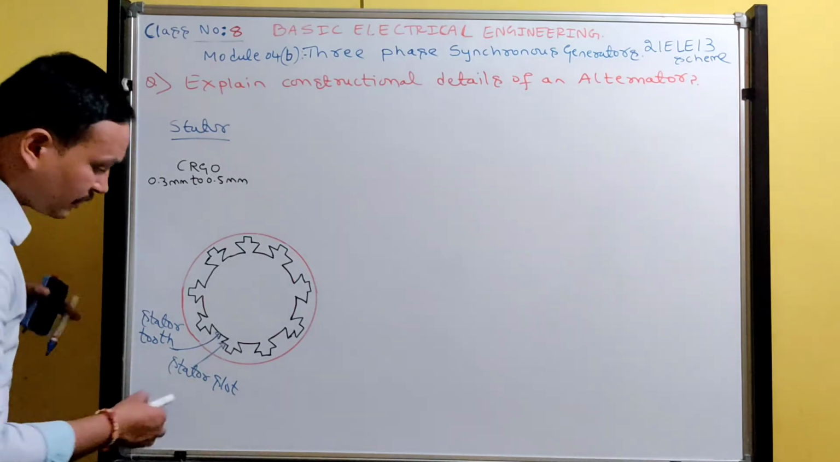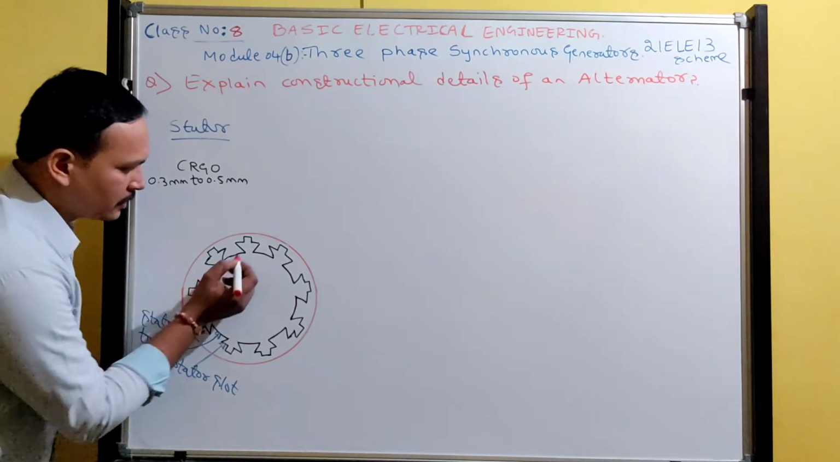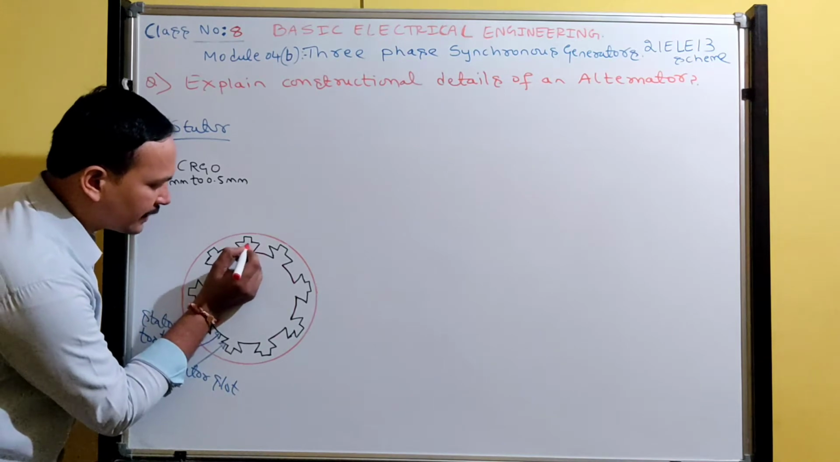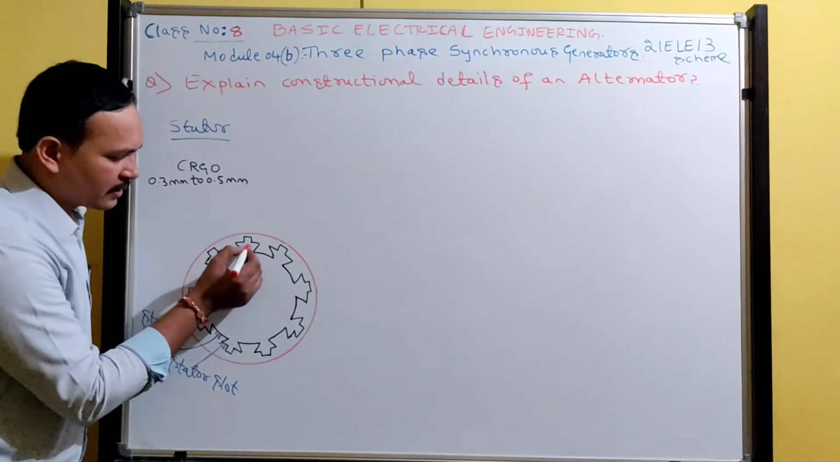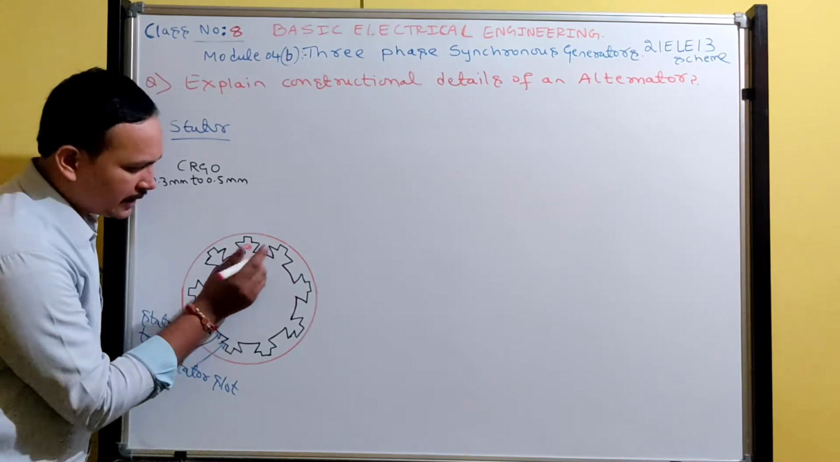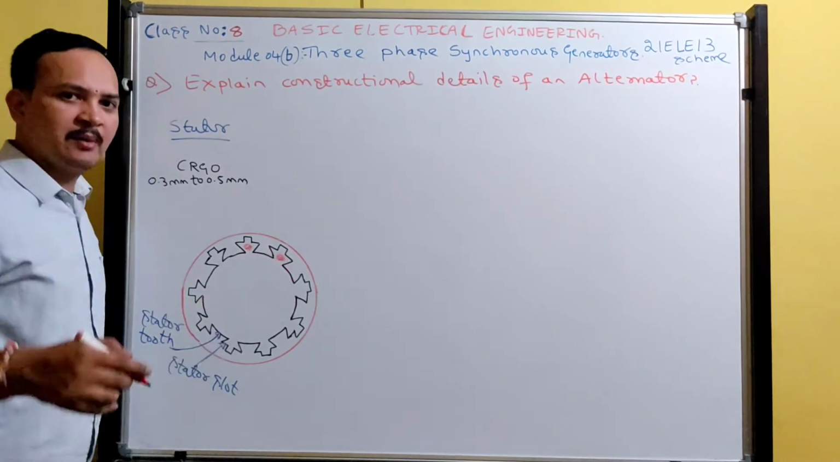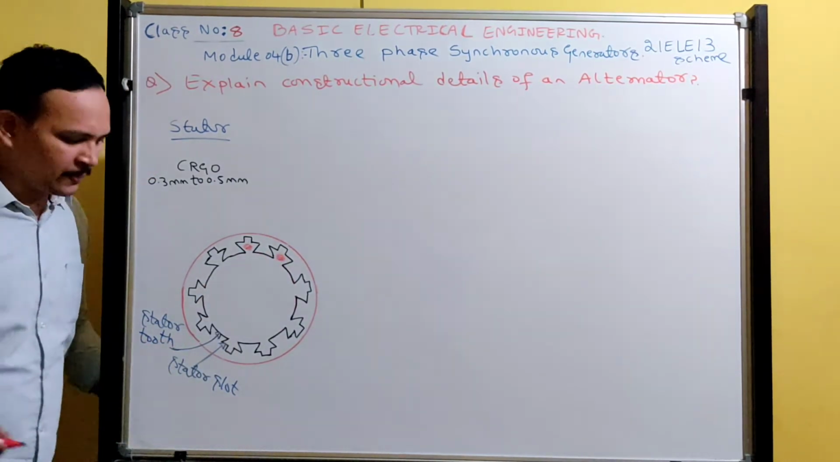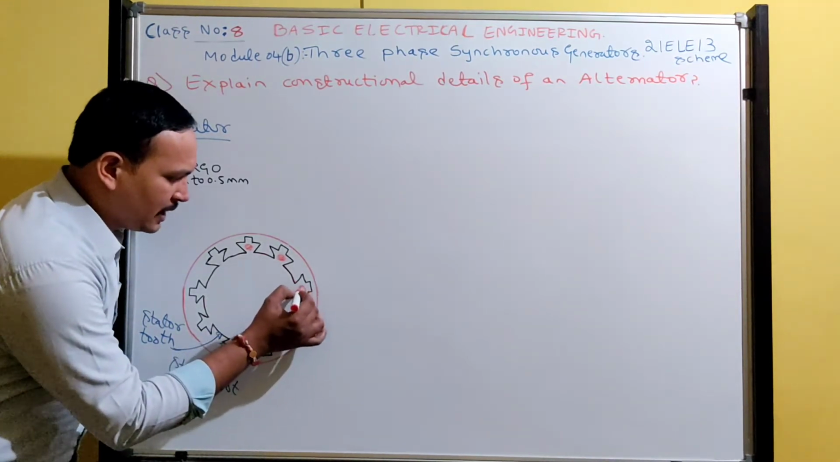So what is the function of the stator slot? The function of the stator slot is that we can house the conductors. We can place the stator winding inside this; the opening is here, so you can put the winding material there. Winding material is generally copper or aluminum, but we use copper only, because copper is highly malleable and ductile.